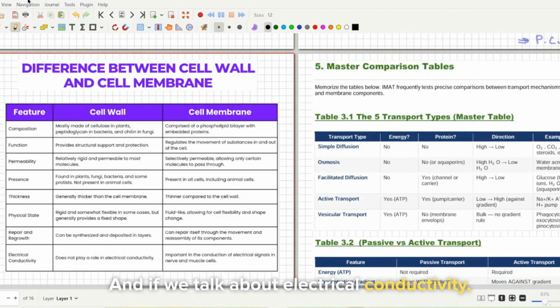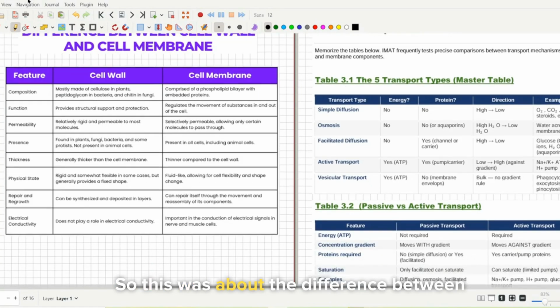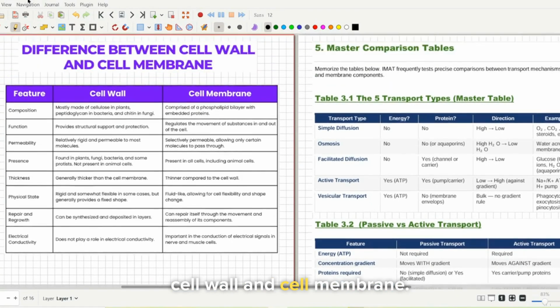And if we talk about electrical conductivity, so cell wall is like a non-conductor, it does not conduct anything, and cell membrane can help in conductivity. That's why nerve impulse can pass through because of cell membrane. We just discussed that cell membrane helps in the conduction of nerve impulses. So this was about the difference between cell wall and cell membrane.